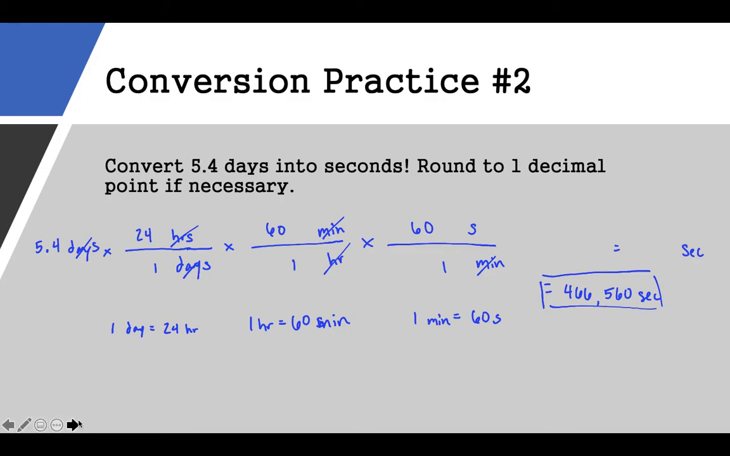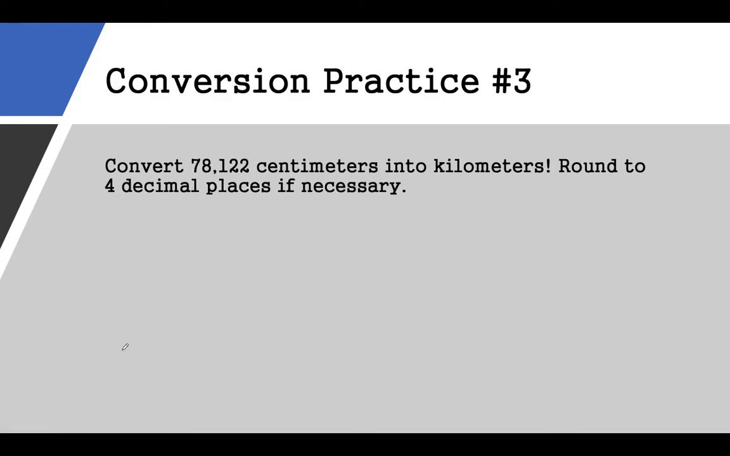Let's keep on going. Problem number 3 is to convert 78,122 centimeters into kilometers. Okay, notice these are both metric prefixes. They match with the SI unit meters. That is going to be so very important in a couple of seconds. So what I want to do, same rules. Start with your known.